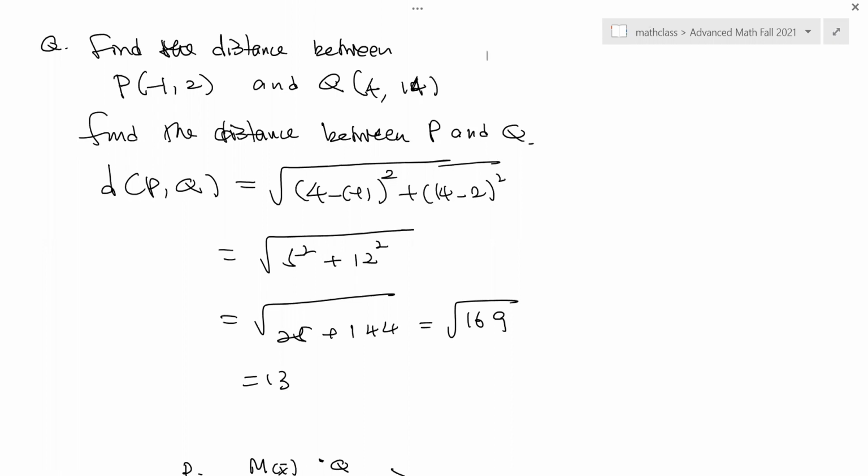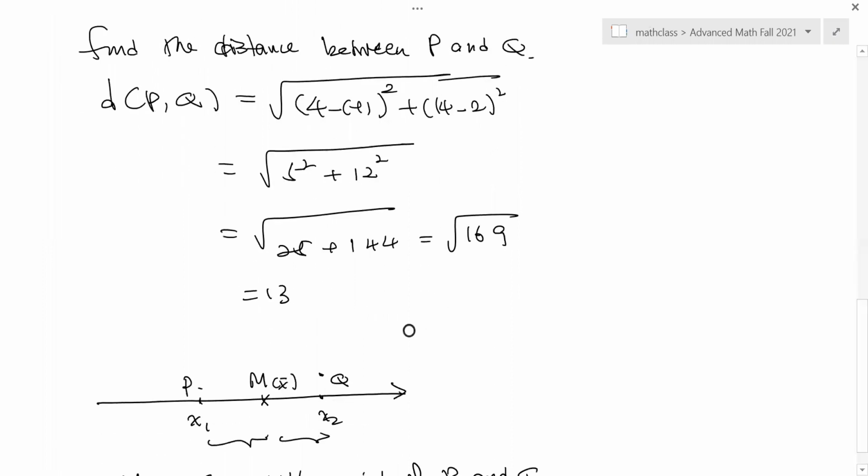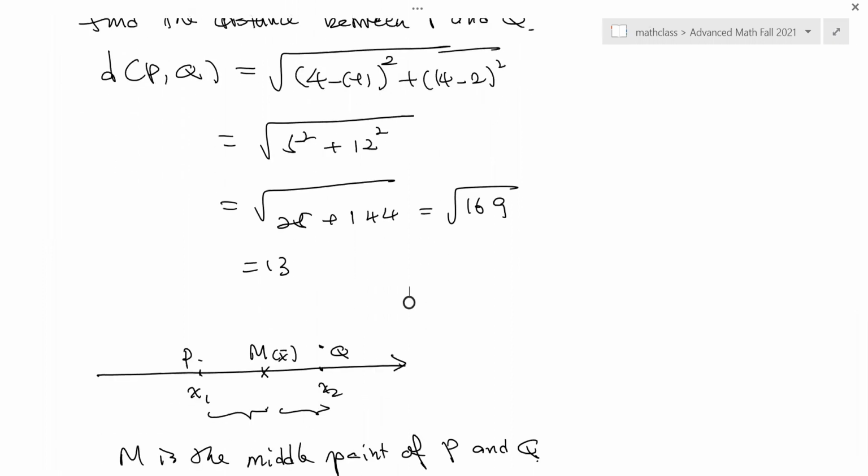All right, so now let's try to figure out the formula for the middle point between two points. Okay, first of all, on a coordinate line, you have two points, P and Q. Okay, you can say P1, P2, okay? Let's use P1, yeah, P2.